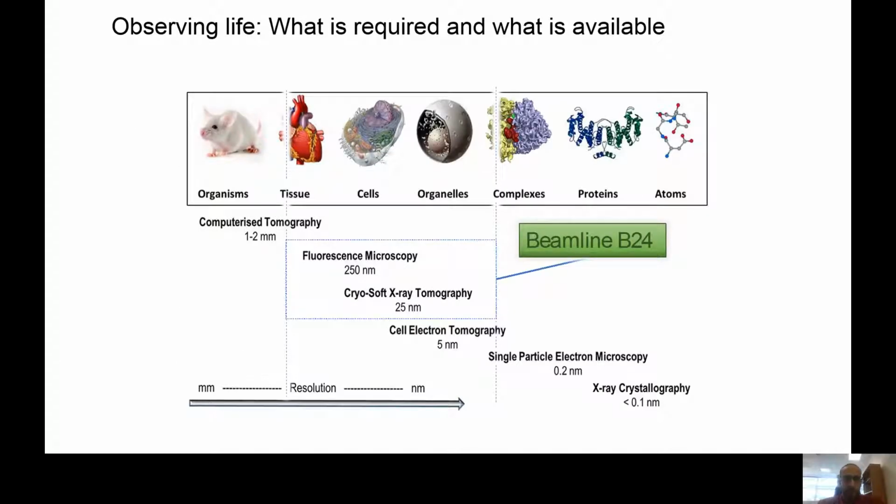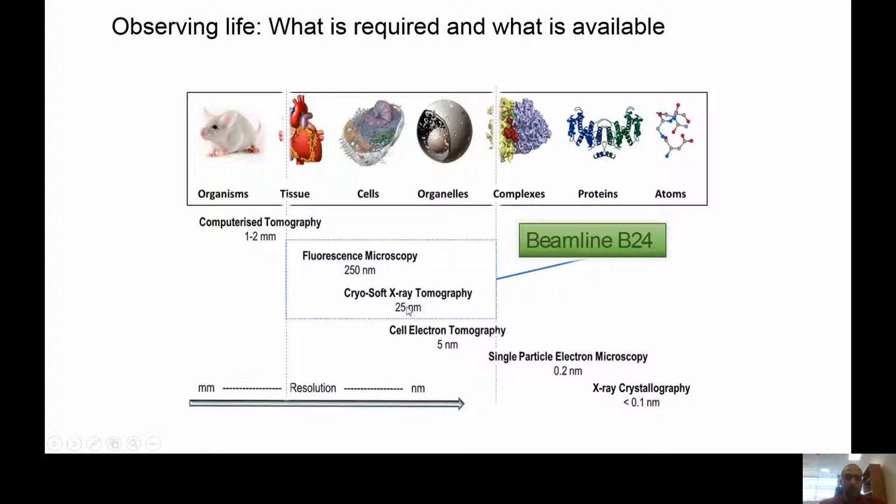So if we have a look at imaging life, observing life, and we look at a spectrum from looking down at an organism all the way to proteins and individual atoms, and what techniques are available to use, what we do at Beamline 24 will fall around this region here, where we have a fluorescence microscope with a resolution of about 250 nanometers, and we have an X-ray microscope with a resolution of about 25 nanometers.